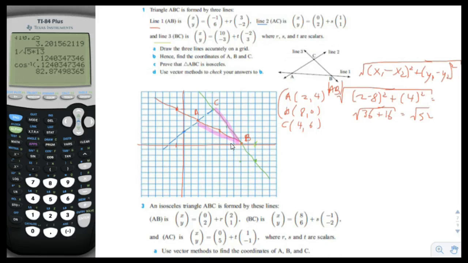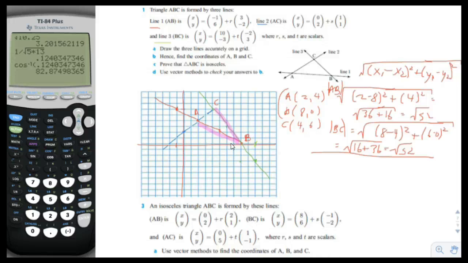Okay, and then if we want to know the distance BC, we would do 8 minus 4 squared plus 0 minus 6 squared, or 6 minus 0 squared. Since it's squared, it doesn't matter which order, which is also equal to 16 plus 36, which is the square root of 52. So we just proved using the distance formula that AB is equal to BC, so it's an isosceles triangle. Then it says to use vector methods to check your answers to B.